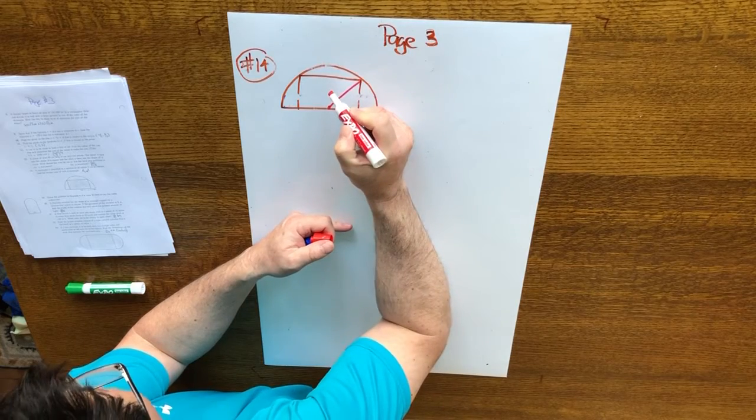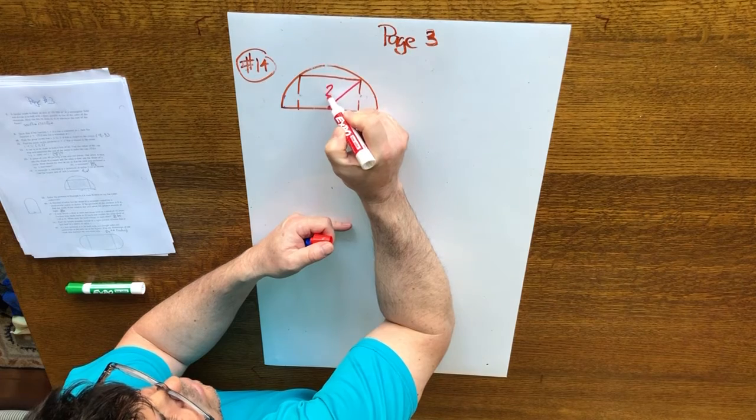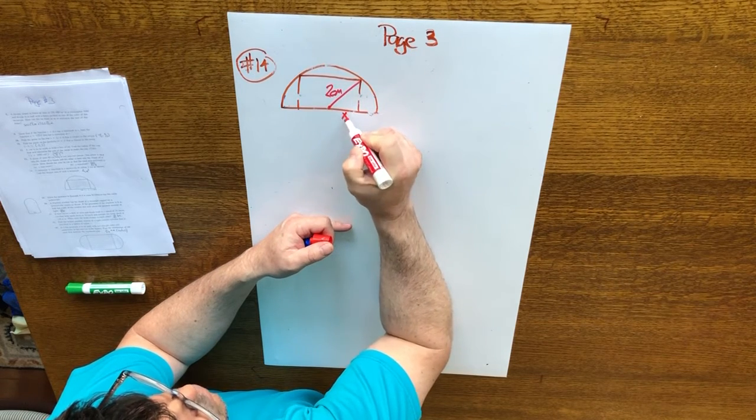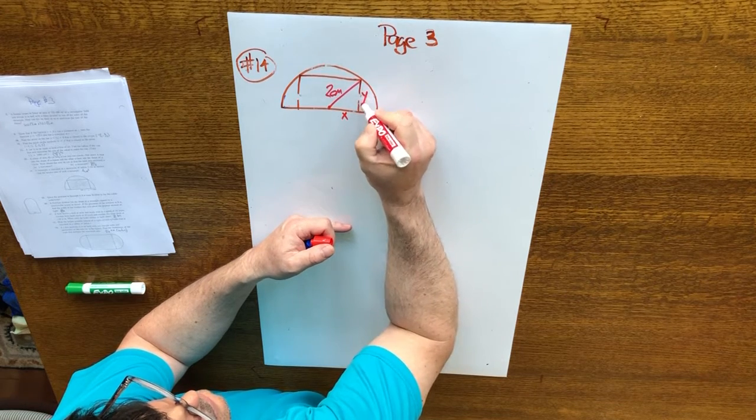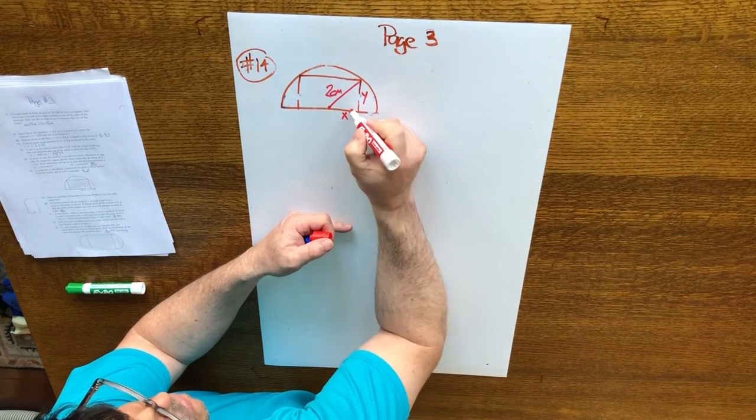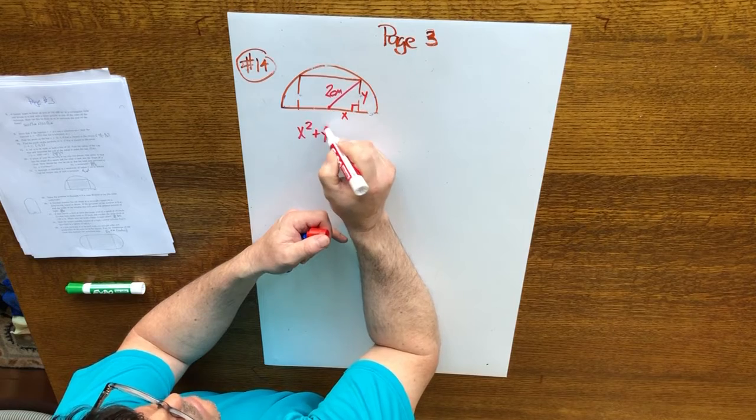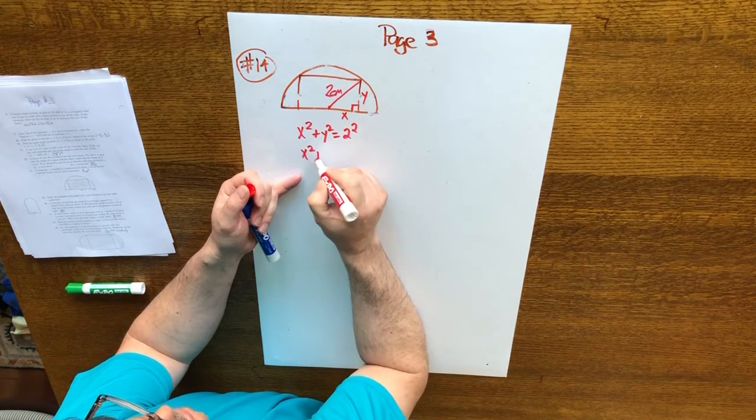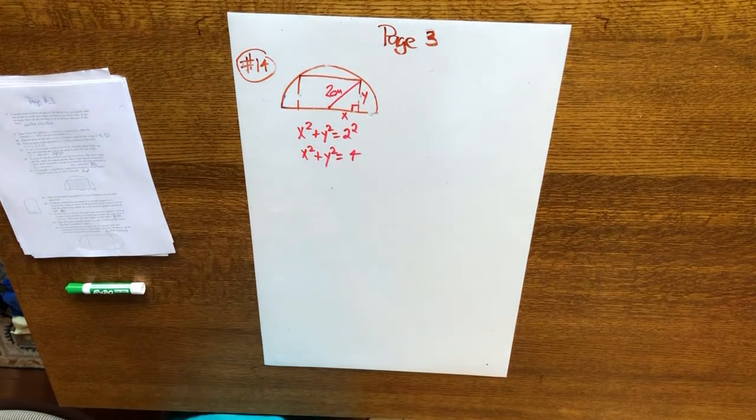They tell us that this value is 2 centimeters. So I've created a right angle triangle where half of the width of the rectangle is x and the height is y. So we've got 2 dimensions creating a Pythagorean theorem relationship. The known relationship says x squared plus y squared equals 2 squared, or x squared plus y squared equals 4.